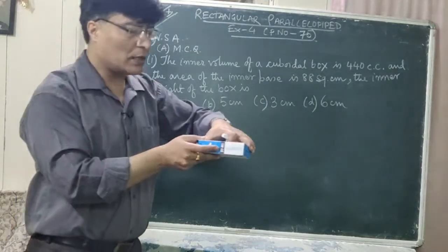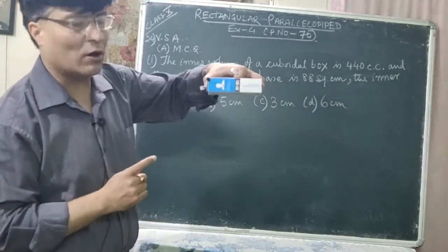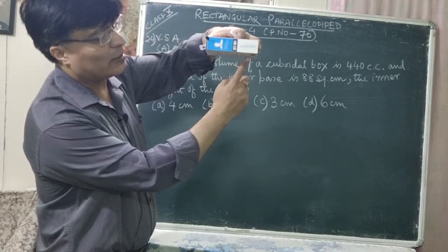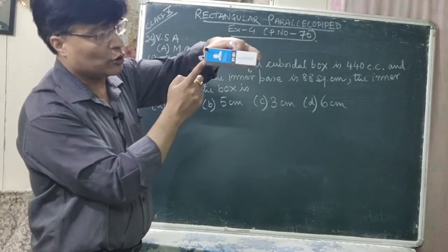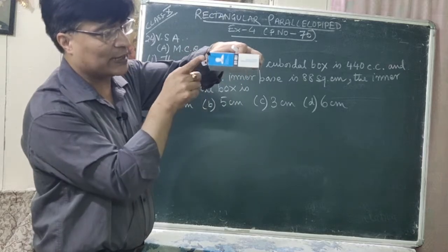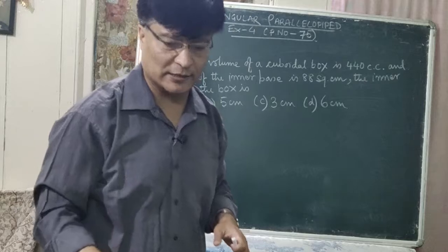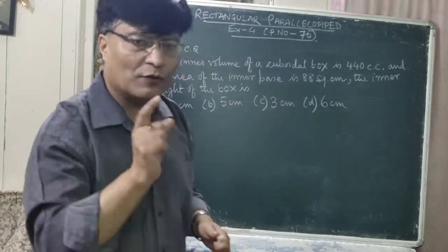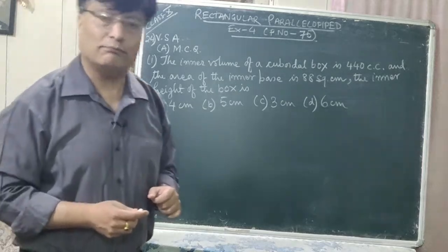Okay, so there is another formula for finding out the volume of the cuboidal box, that is, area of the base into height. So if you multiply the area of the base by the height, what do you get? You get the volume of the cuboidal box as well. So now we use this formula to get the inner volume of the cuboidal box.